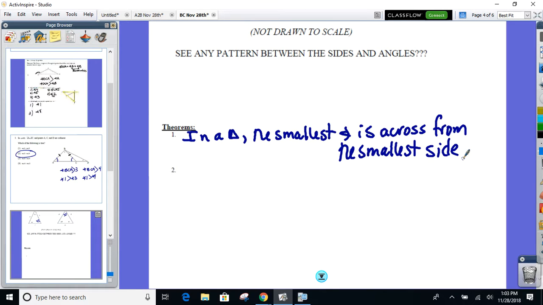And we could fill out number 2, but I got yelled at second period because my number 2 was in a triangle, the biggest side is across from the biggest angle. That's the same thing. Why are we writing that again? All right, fine. I gave up. And I didn't want to hear any more whining. Okay, I'm not going to write it down. Not going to have you write it down. If you want to, fine. Okay, but in a triangle, smallest angle across from the smallest side.